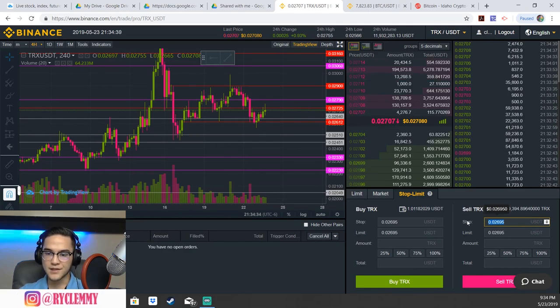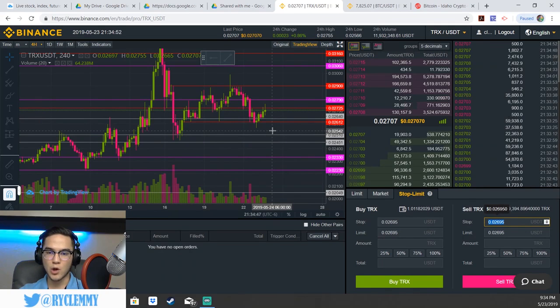So you can see that there's a stop and limit price here. So on Binance, this is pretty unique to Binance. On Binance, the stop price for a sell is going to be the price at which your order is triggered.